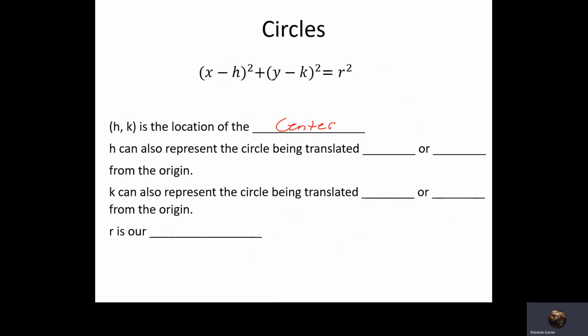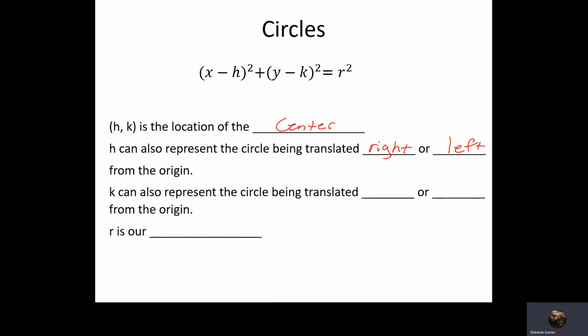H can also represent the circle being translated right or left from the origin. Notice how H is with the X. X usually represents going which way on the coordinate plane? Horizontal, right? So we're going left or right with the X. So it makes sense that the H would tell me whether I'm going right or left, because that's what the X is telling me, horizontal coordinates.